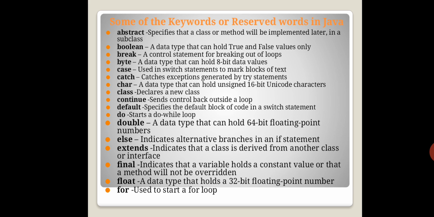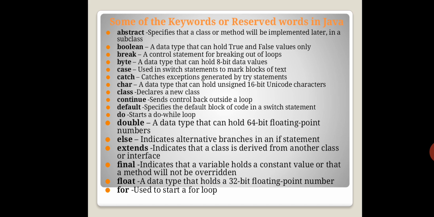The next thing is class. If you want to create a new class, then you will be using class as a keyword. Then continue, it sends the control back outside a loop. If you want to send the control outside a running loop, then you can make use of the continue keyword. Then the next one is default. It specifies the default block of code in a switch statement. You would have seen this. If you are using switch case statements, definitely you will be using a default at the end, isn't it? In the same fashion, you can make use of the default keyword in Java as well.